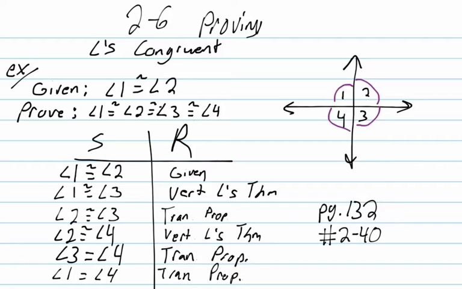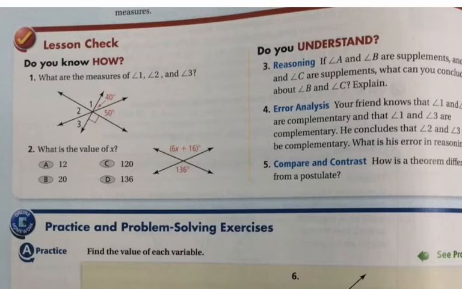All right, here it is, page 132, 2 to 4. Number 2, what is the value of x? What we got going on there? How do we figure that out? If you don't put it equal... Yeah, set them equal to each other.